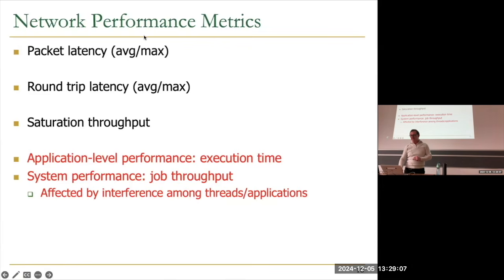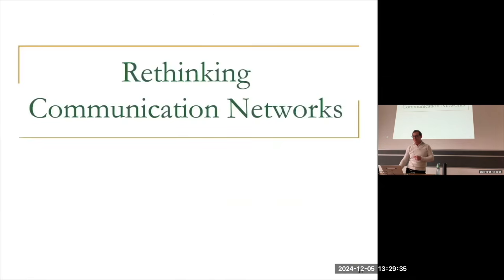Okay, so network performance metrics, we've discussed this a little bit last time. I'm not going to talk about this. Today, we're going to focus a lot on application level performance. In the end, what really matters is the application you're executing. Application level performance could clearly be execution time if you're executing a single application, or job throughput if you're executing many applications. And clearly, both of these could be affected by interference among different threads and applications. And we're going to see some of that today.